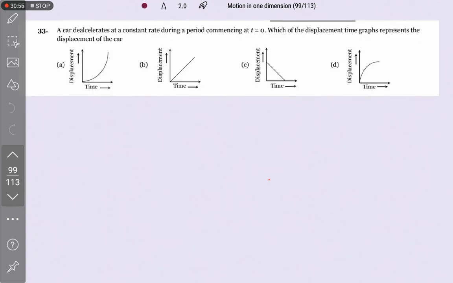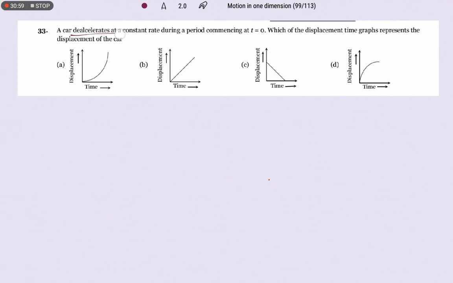Let us see the next one. A car decelerates, so deceleration is nothing but acceleration being negative. So one point we got. And at a constant rate during the period commencing at t equals 0, which displacement-time graph represents the displacement of the car? So it is uniformly decelerating motion.